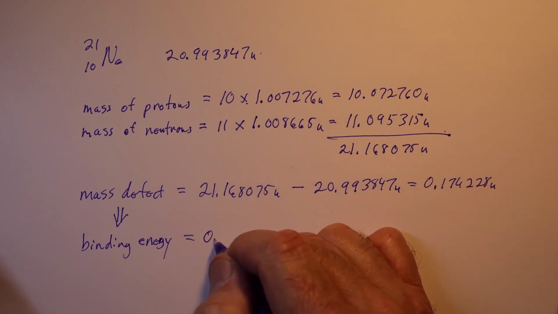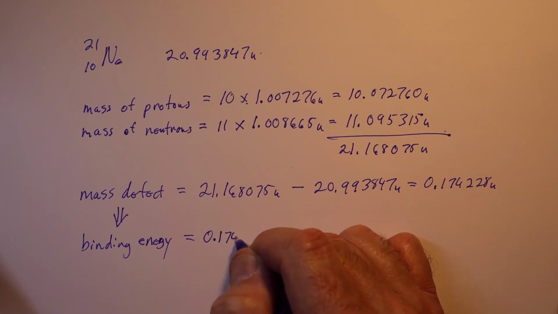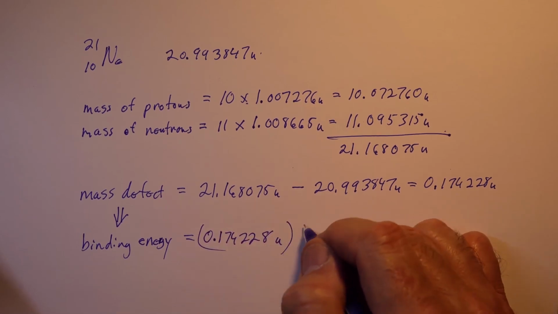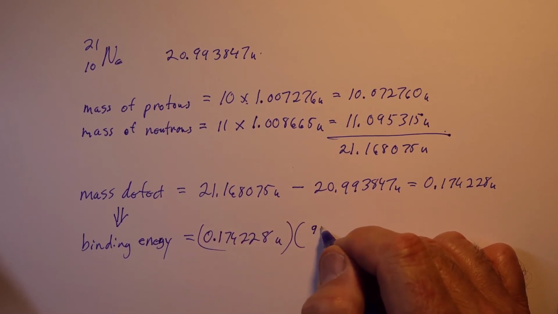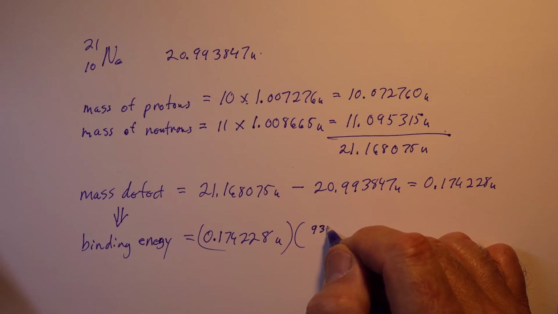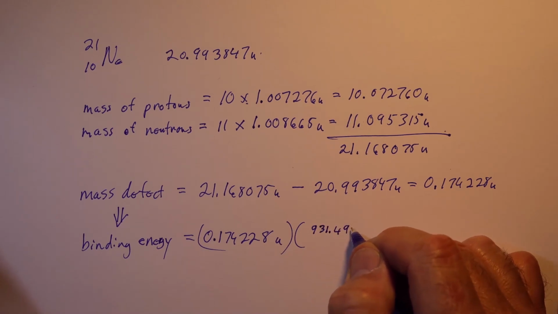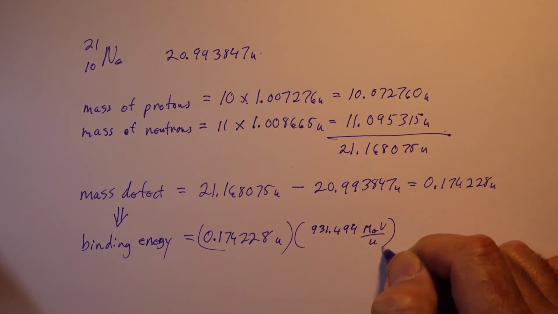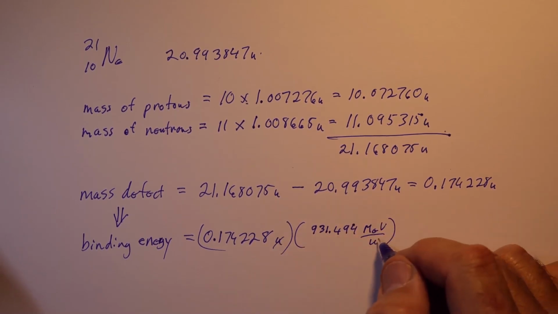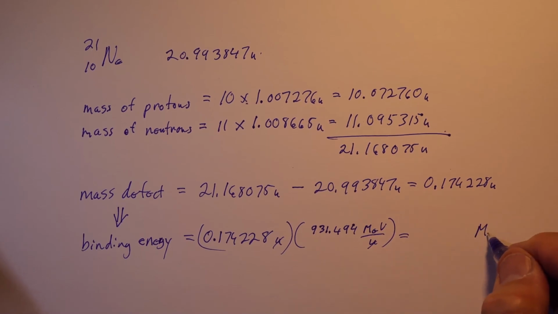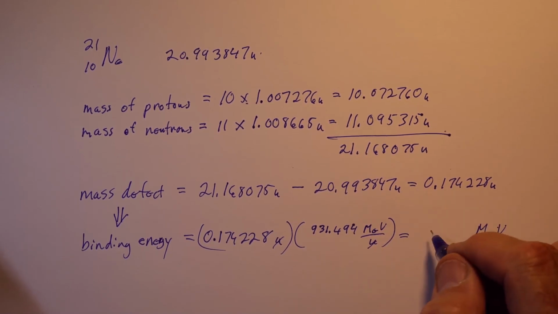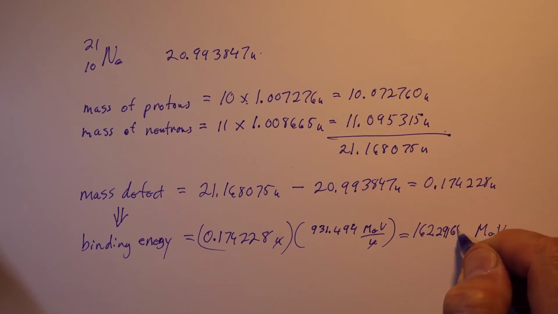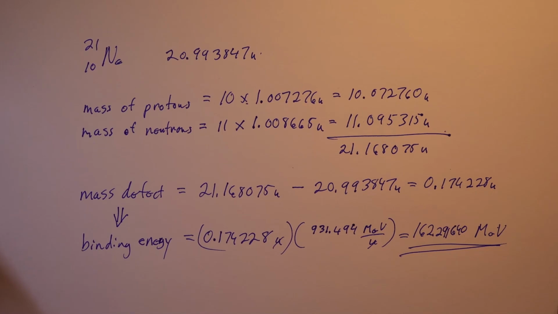So we take our mass defect. All we're going to do is convert it to megaelectron volts with a conversion factor of 931.494 megaelectron volts to every atomic mass unit. Atomic mass units cancel. We're going to get an answer in megaelectron volts, and we get 162.211640 megaelectron volts. Okay.